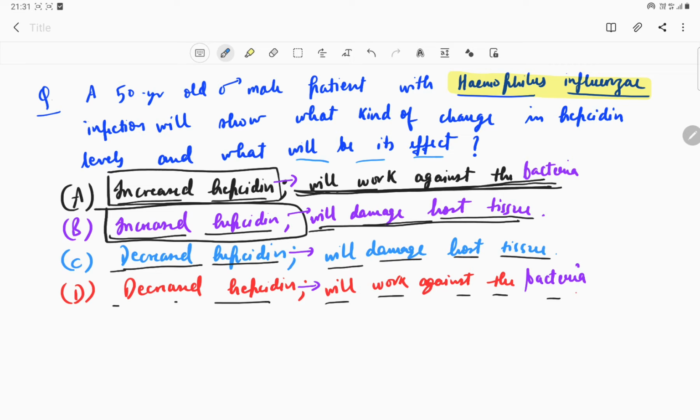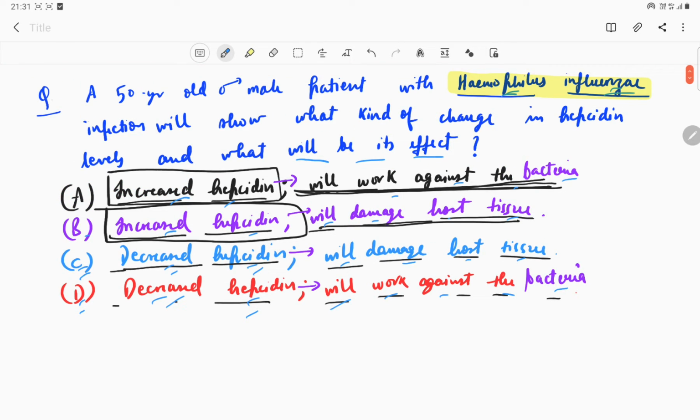The options are: increased hepcidin, and this will work against the bacteria, that is Haemophilus influenzae. The second option is increased hepcidin in the body, and this will damage the host tissue. The third is decreased hepcidin, which will cause damage to host tissue. And the fourth option is decreased hepcidin levels in the blood, and this will work against the bacteria, Haemophilus influenzae.